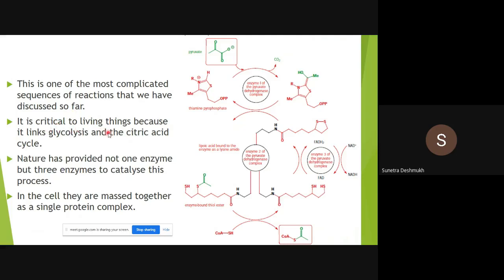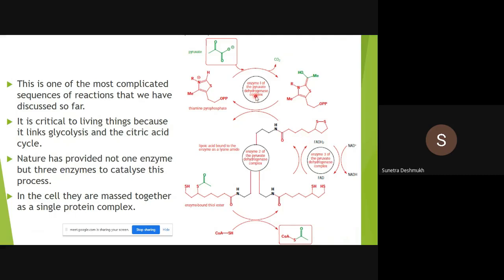It is critical to living things because it links glycolysis and the citric acid cycle. Nature has provided not one enzyme but three enzymes to catalyze this process. In the cell, they are massed together as a single protein complex. So everything is again related to the generation of proteins. Here is the metabolism, how things react inside living species, what different enzymes help to do all these transformations, and they have reported this over here.